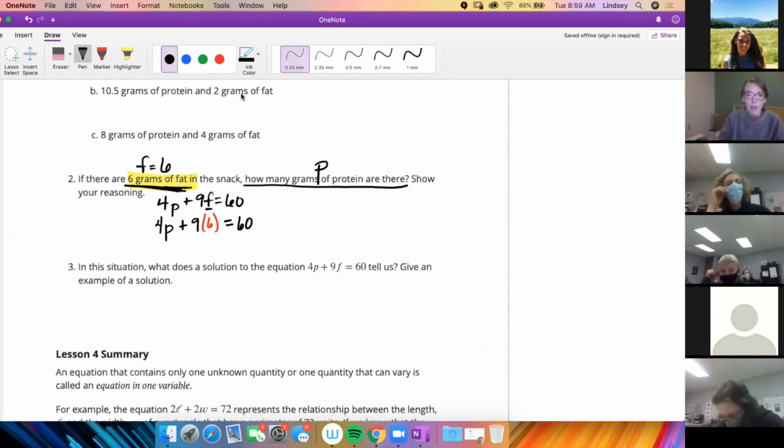So let's simplify this part real quick before we can do anything else. So this stays 4P. 4P. All right, what's 9 times 6? 54. All right, so I'm just going to draw an arrow up here to show y'all that I'm going to continue working it over here. All right, so let me rewrite it.